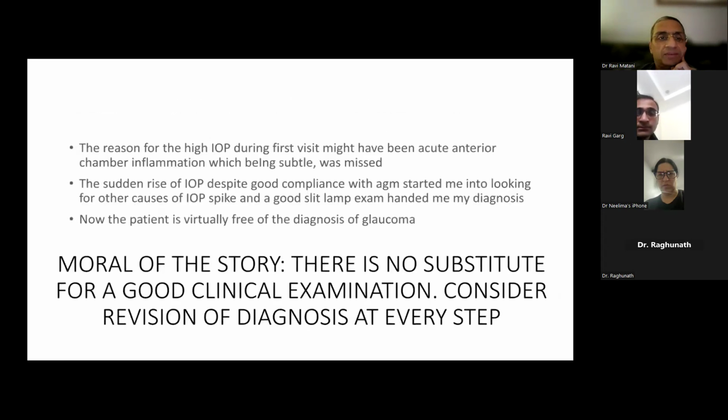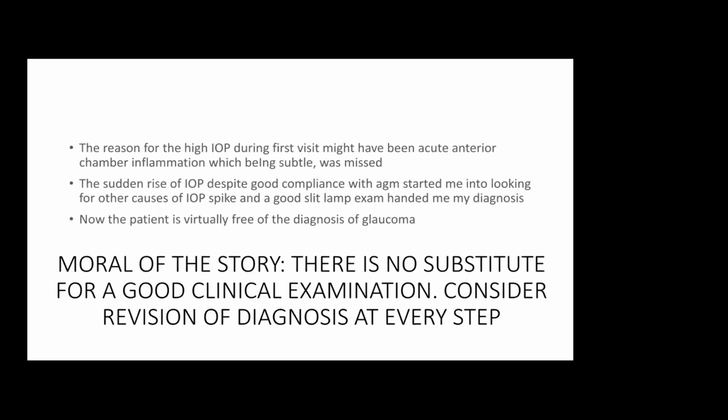So the moral is, the reason for the high intraocular pressure during the first visit might have been anterior uveitis itself, which I missed. The sudden rise of intraocular pressure, despite good compliance with medication, started me looking for another cause of the IOP spike. And on good slit lamp examination, I found it to be anterior uveitis. So the moral of the story is there is no substitute for a good clinical examination. Consider revision of diagnosis at every step.